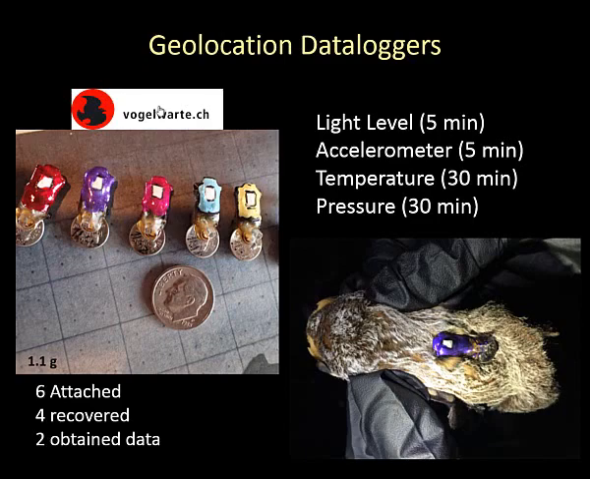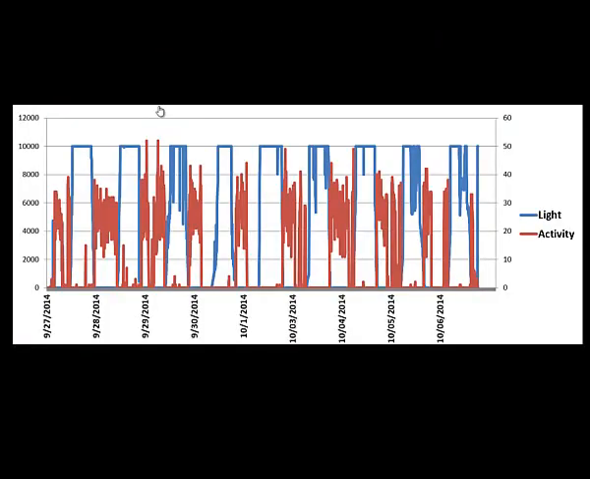But the tags that we got were really great because not only did it include light level measurement, it has an accelerometer, which is a proxy for activity levels, and it also recorded the temperature and pressure from above the bat. We attached these tags in the same way with sutures. We attached 6 of them, recovered 4, but in 2 cases it had only been 2 and 5 days, so we just let those bats go to try to collect more data and ended up getting data back from 2 individuals. So this is the basic pattern in the data that we get. So the light level is in blue, and the activity levels of the bats are in red.